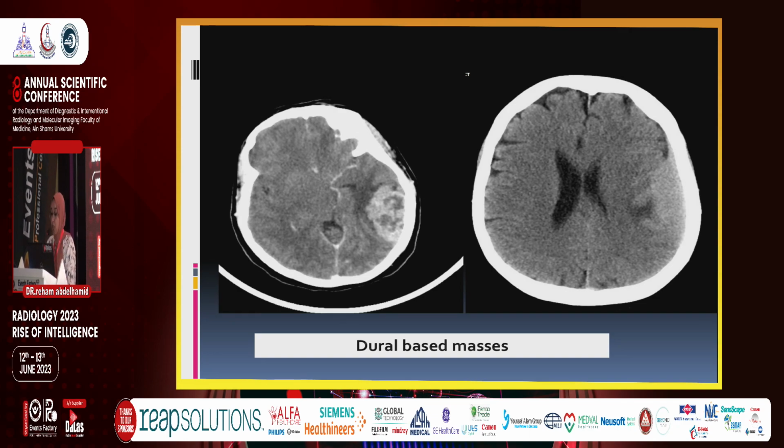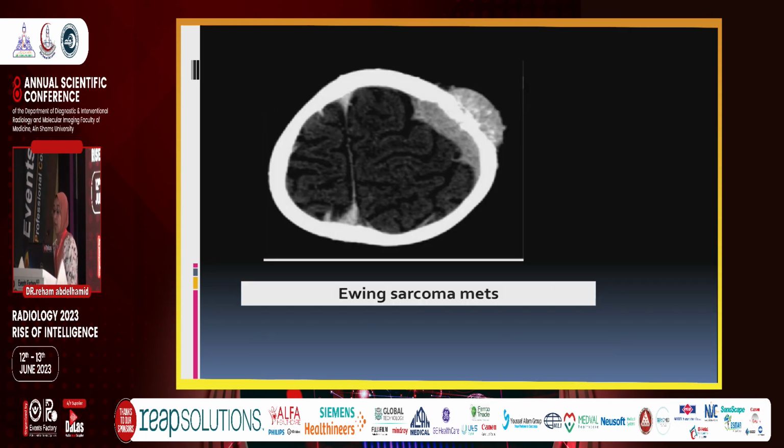In our differential of dural-based masses, the image on the left side shows meningioma and on the right shows primary dural lymphoma. Actually, it's difficult to differentiate between meningioma and primary dural lymphoma, as they share multiple similarities. We can think as well of Ewing sarcoma metastases.